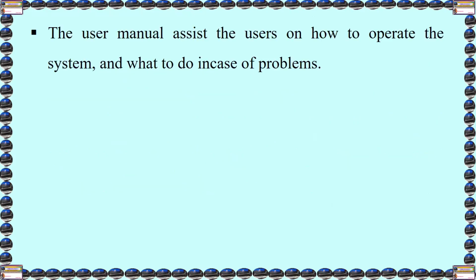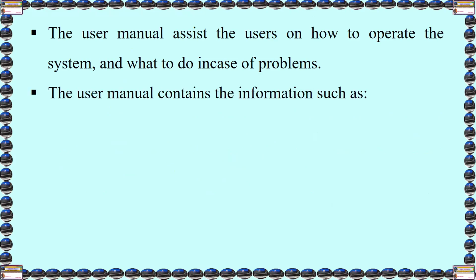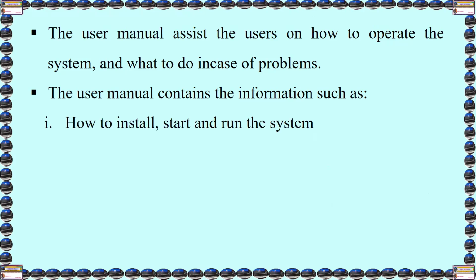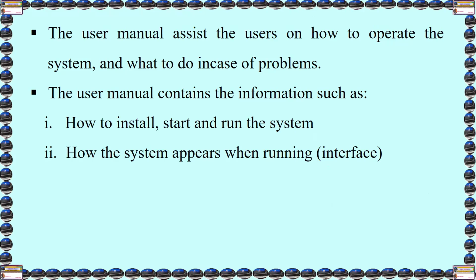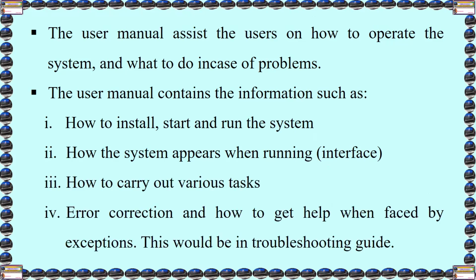The user manual assists the users on how to operate the system and what to do in the case of problems. The user manual contains information such as how to install, start, and run the system, how the system appears when running, that is the interface, how to carry out various tasks, as well as error correction and how to get help when faced with exceptions.